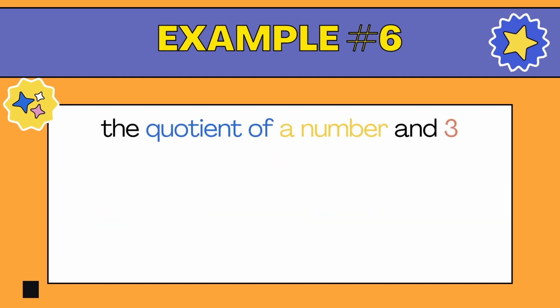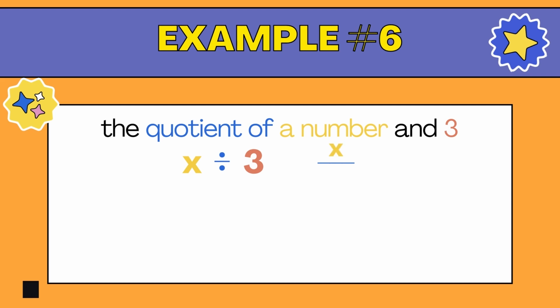Example number 6, the quotient of a number and 3. Quotient of is a keyword for division. Again, we can represent a number with the variable x, and then we will write 3 after the division symbol. Now you remember we don't usually use the symbol for multiplication, the x, in algebra. Well, similarly, we don't use the division sign very often in algebra. Instead, we use the fraction bar.